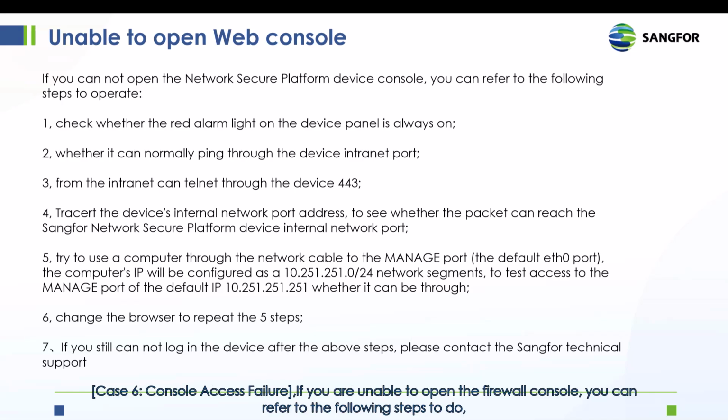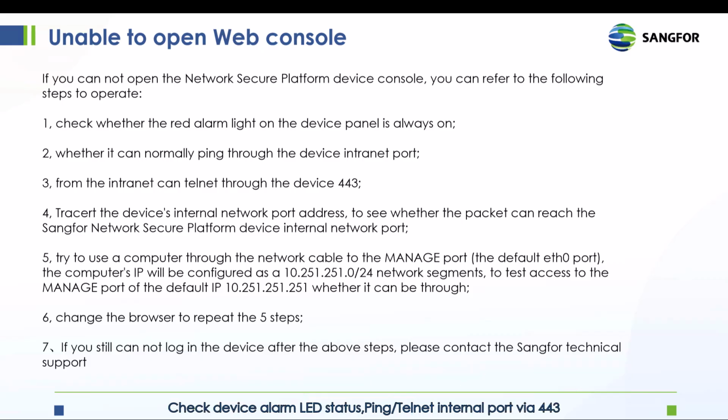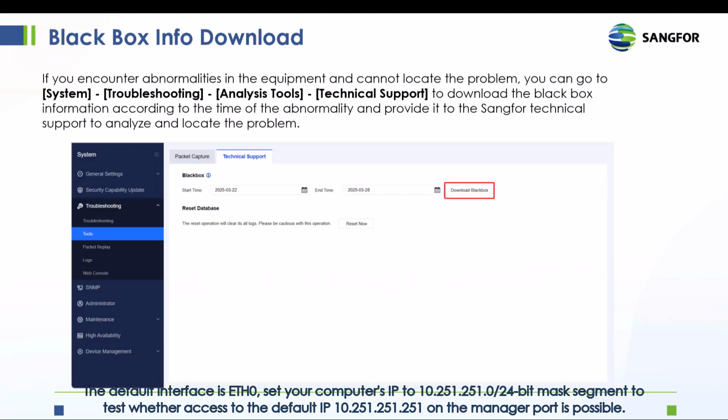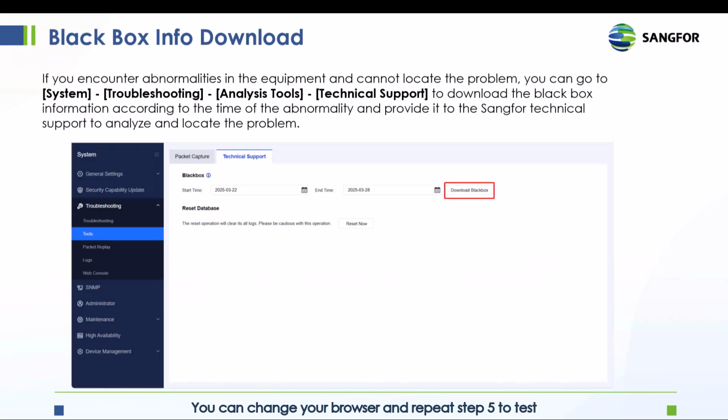Case 6. Console access failure. If you are unable to open the firewall console, you can refer to the following steps. Check device alarm LED status. Ping and Telnet the internal port via 443. Try connecting your computer to the manage port via a network cable. The default interface is Eth0. Set your computer's IP to 10.251.251.0 with a 24-bit mask to test whether access to the default IP 10.251.251.251 on the manage port is possible. You can change your browser and repeat step 5 to test.